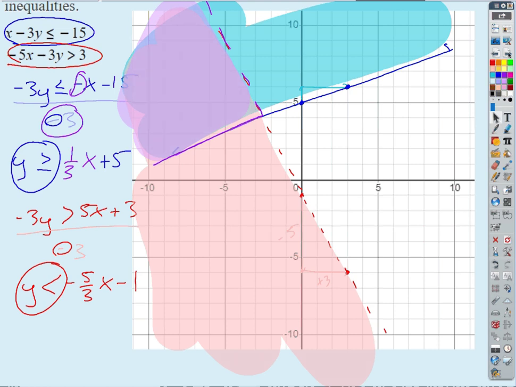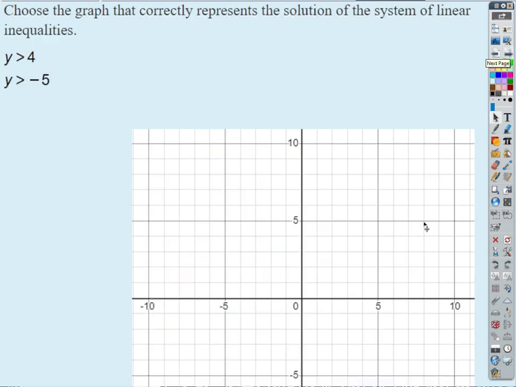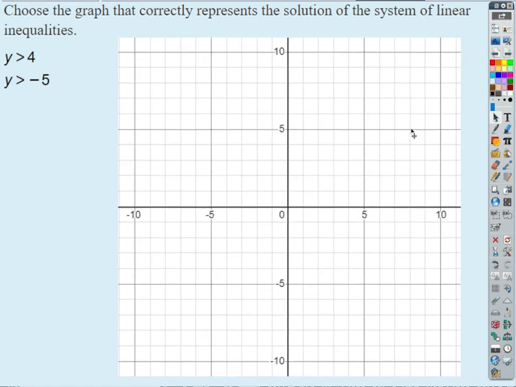Okay, this one we can do in about 10 seconds. This one's easier, but it's unusual. What's my boundary? Hey, don't shout it out loud. I want hands this time. What's the boundary line going to be? It's going to be dashed, but what's it going to look like?